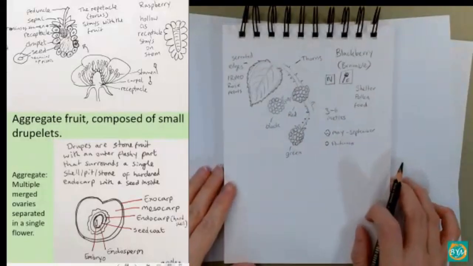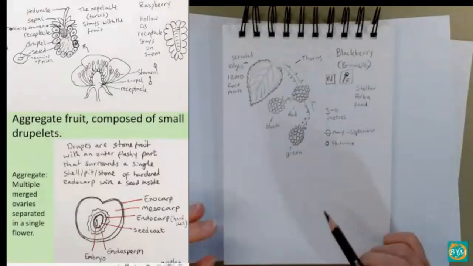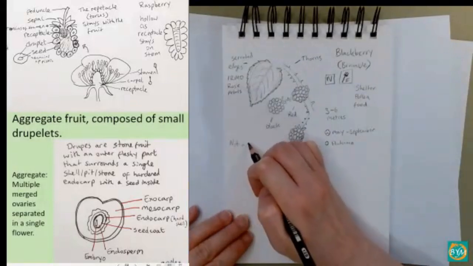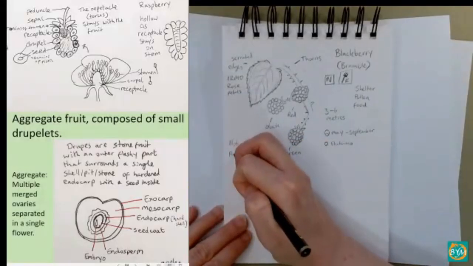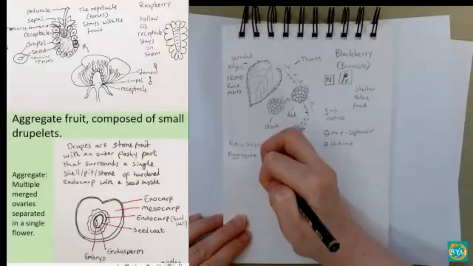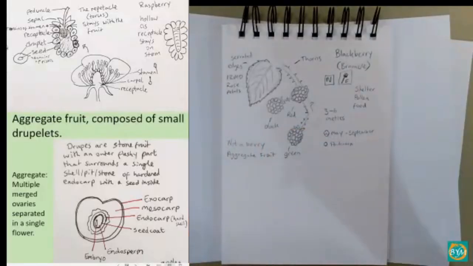Because actually, what we are seeing is an aggregate fruit. And it's weird that blackberry is in the name, and yet it's not a berry. It's an aggregate fruit. And that is just a fancy way of saying that it's formed from lots of little ovaries merged together. So multiple ovaries merged into one fruit.